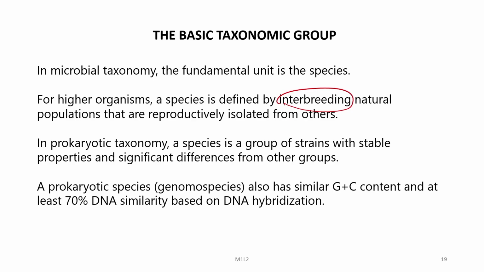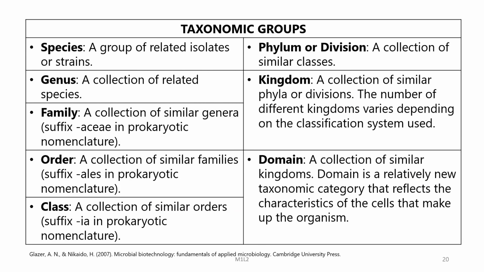A prokaryotic species also has similar G plus C content and at least 70% DNA similarity based on DNA hybridization or sequencing data. So, briefly, the taxonomic hierarchy is as below, starting from the species. Below that we have, of course, the pathovars and strains, which we are not discussing here.